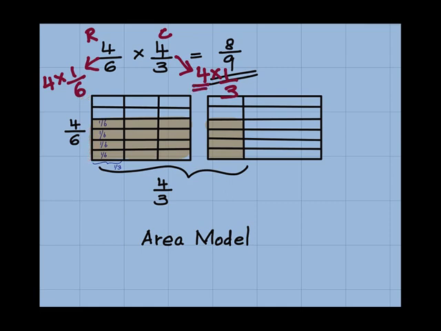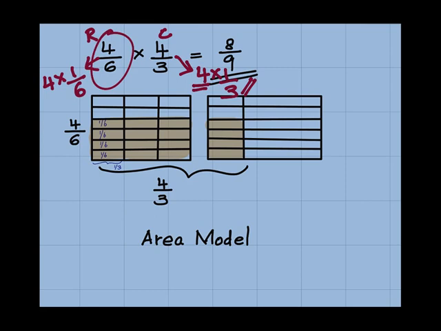And in columns, 4 represents 1, 2, 3, 4 columns. So that is why the 4. And 1/3 represents 1/3. So this is 1/3. Right? So that is 1/3. So this is how we draw the area model.